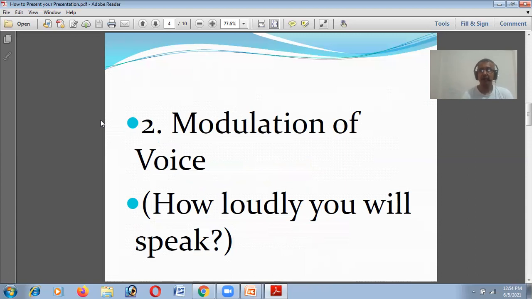Second thing, how loudly you will speak. In this regard, I will say that you have to observe the number of audience. You have to reach the last audience of the hall where you are presenting. If you use the loudspeaker, then use your voice in such a way that all the audience can hear you clearly. Not so loudly, and not so softly that other audience will not hear you.